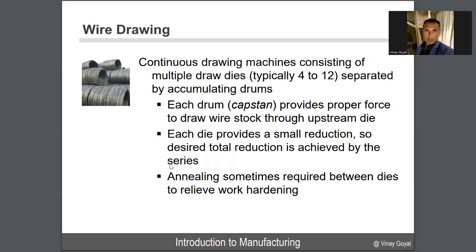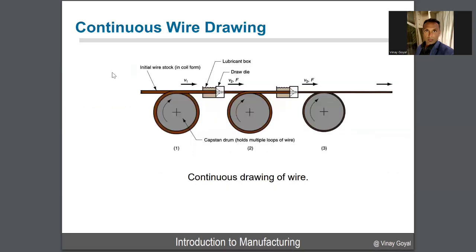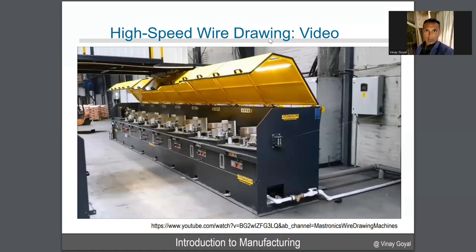So wire drawing, the continuous drawing machines can make multiple draw dies. Annealing may be required, in some cases to relieve the work hardening. And here you can see continuous wire drawing, where not only have the initial wire stock drawn through that die, I can have another one going through another die, and I'm pulling it to have more and more wire thickness reduced. You can see it's thicker here, and thinner here. So I invite you to watch this YouTube video here at the bottom that shows a high-speed wire drawing process.